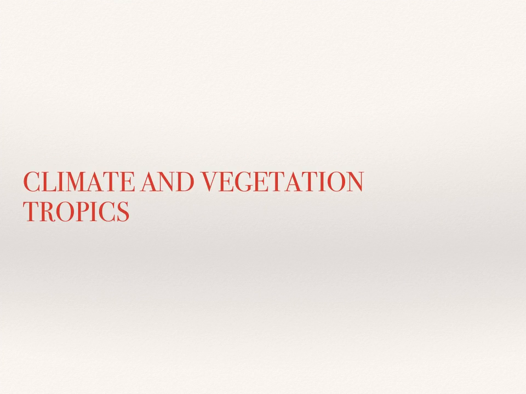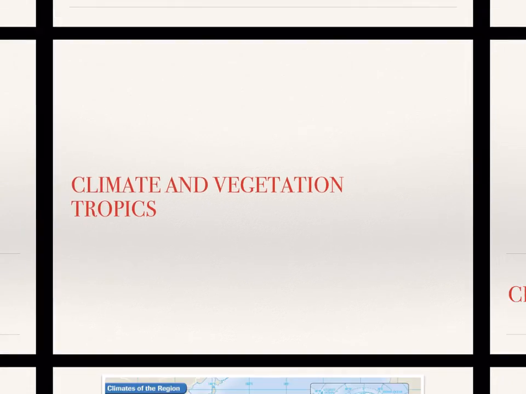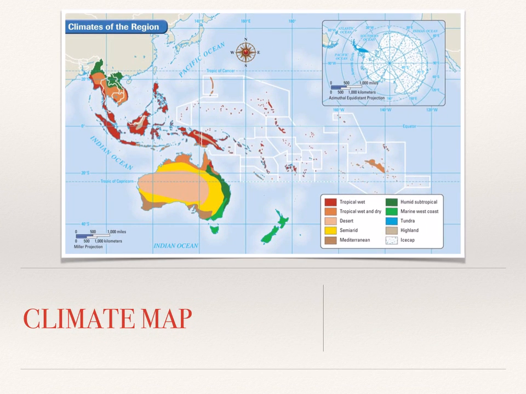Climate and vegetation, tropics. Climate map. You can pause a moment and analyze this climate map of the region. You're going to find that they have a lot of tropical and tropical wet and dry climate zones because these areas are near the equator, although Australia has several different climate zones a little bit further away from the equator.